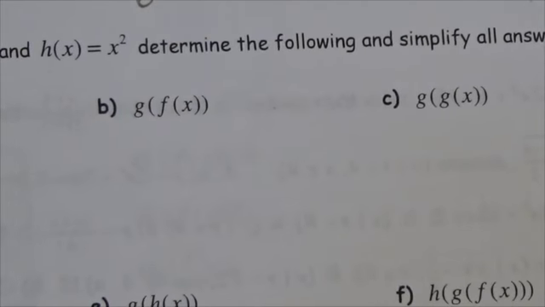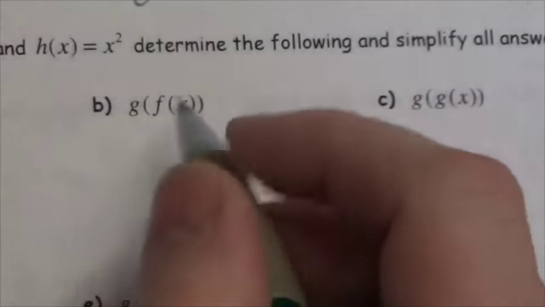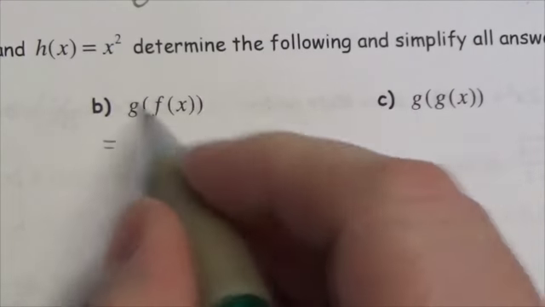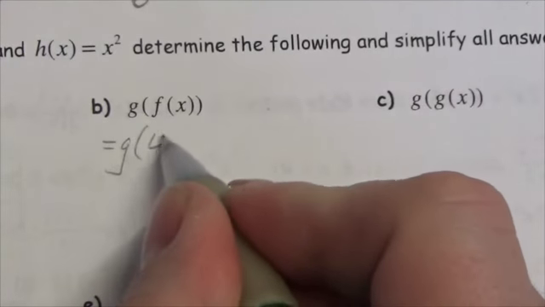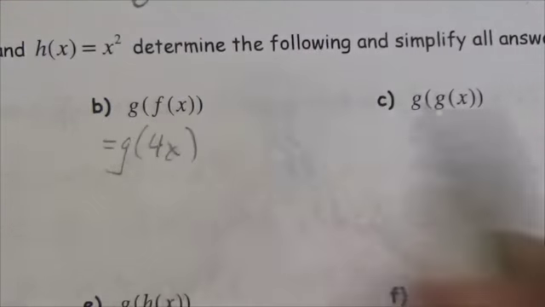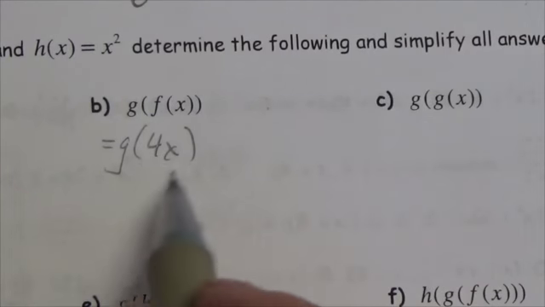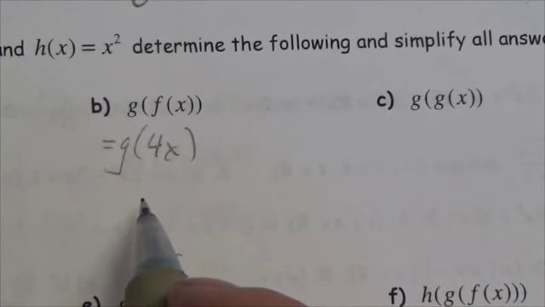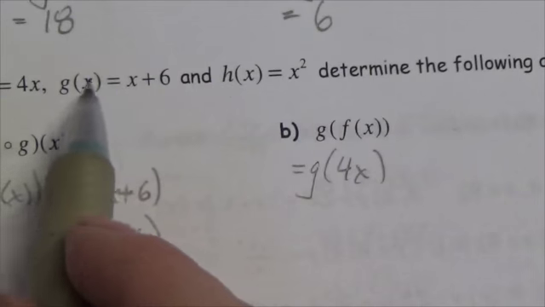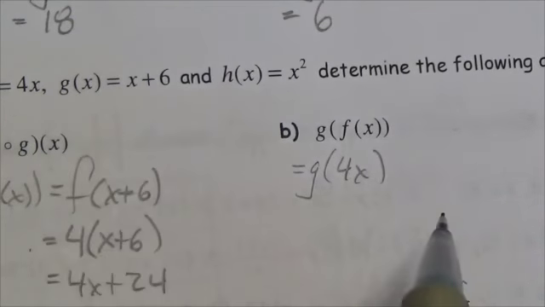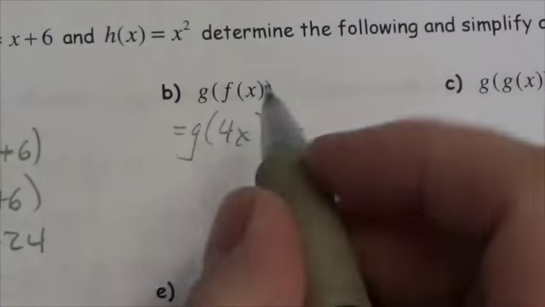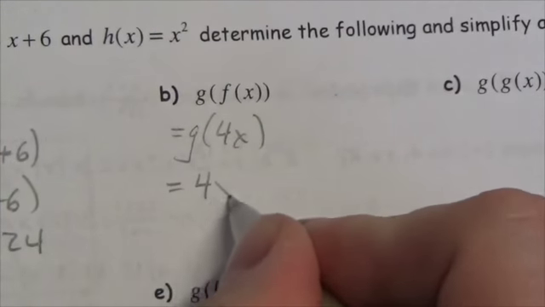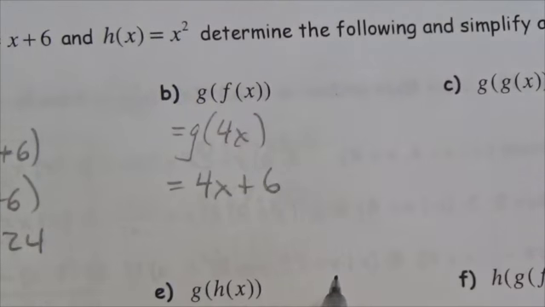Okay, now let's take a quick look at this. What happens when you change the order here? So f of x was 4x. So I'm going to replace f of x inside here with 4x. That's exactly what f of x is. Now, what does g of x do? Well, g of x takes the independent variable and adds 6 to it. In this case right here, the independent variable has been replaced with 4x. So g is going to take 4x and add 6 to it.